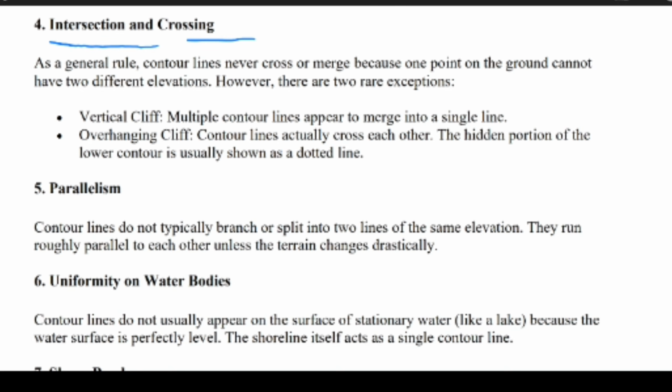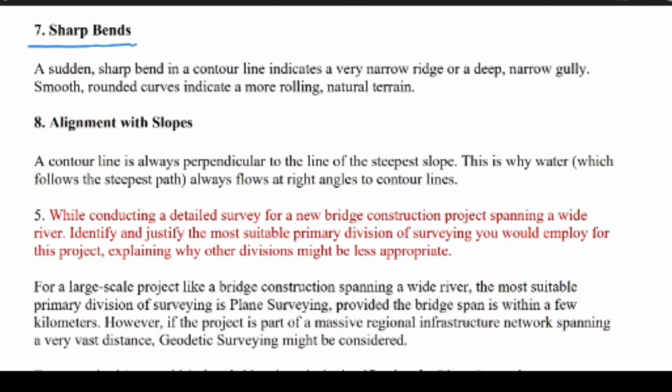Next will be intersecting and crossing, nothing but vertical cliffs and overhanging cliffs, and how they behave. Then parallelism of the contour lines, and uniform spacing. Water bodies, how contours are used in the creation of lakes and so on. Sharp bends, narrow bends, what is affected if a sharp bend is there. Alignment and slope: if the contour is perpendicular, a steep slope will be there, why it will be a right angle contour. You are going to learn all this; I have already explained it. So the same thing is also there for 10 marks, you can explain it.